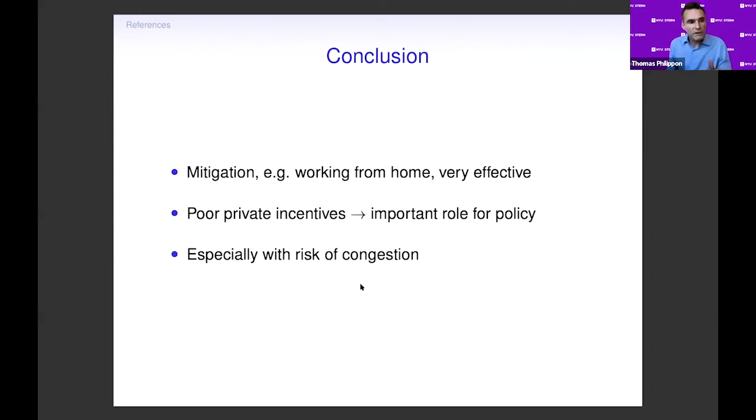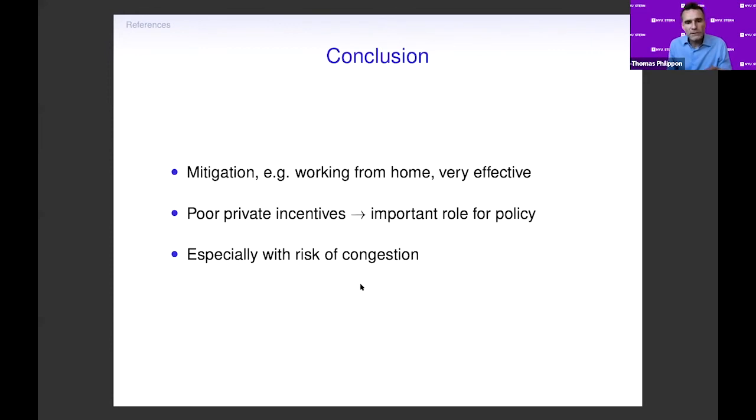The numbers that come out of the model, if you calibrate it naturally, are exactly in line with what we see in the data, which is a private response in the range of 5 to 10%, and an optimal slowdown of the economy in the range of something like 30%, which is pretty much what we see in Europe today. Now, what about going forward?